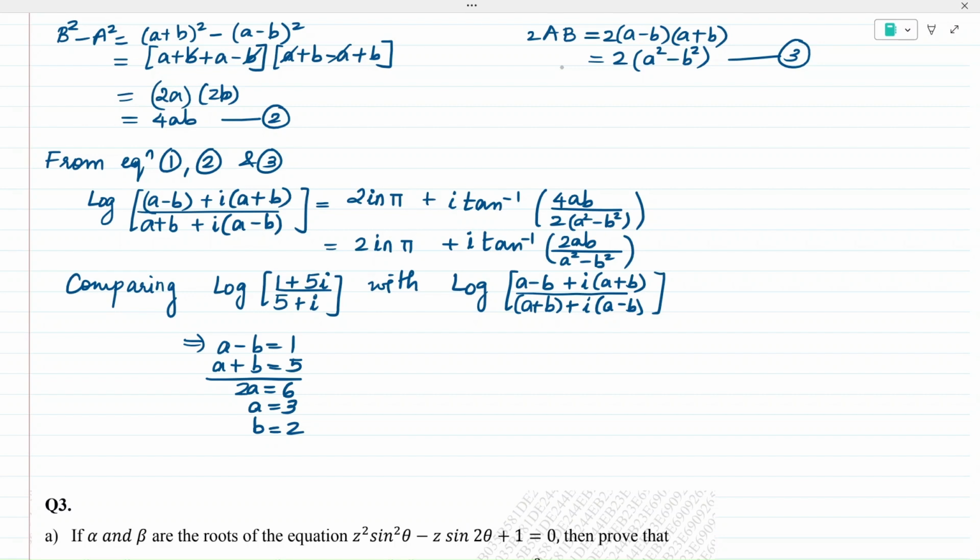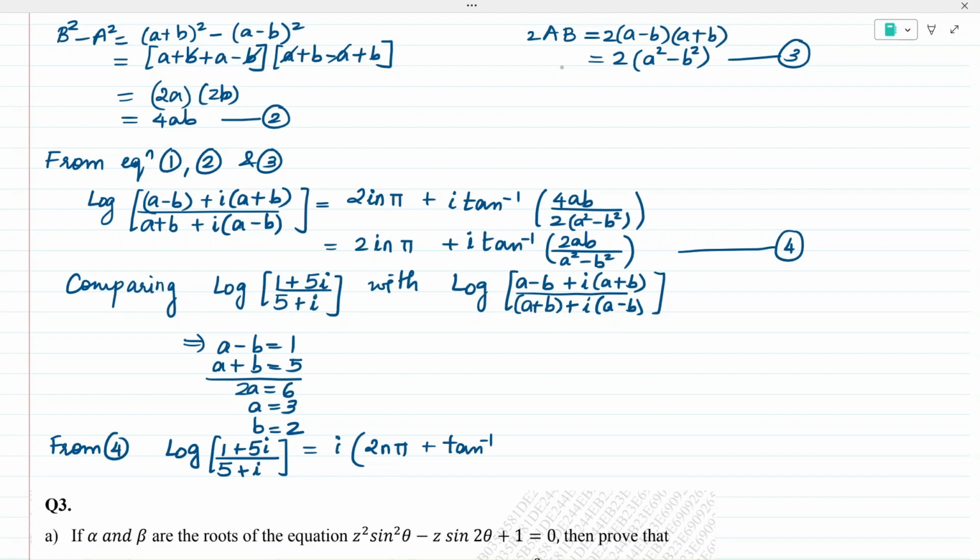So now let me substitute this thing in equation number 4. So from equation number 4, I'll get left hand side is log of 1 plus 5i and 5 plus I. You can substitute and check. Right hand side will be I times 2n pi tan inverse 2ab, मतलब 2 into 3 into 2, which will be 12, and a square minus b square will be 5. Okay, so this is your required answer, and this completes your question number 2.